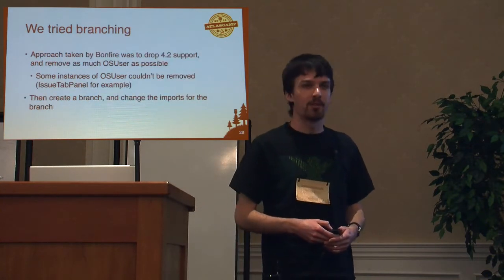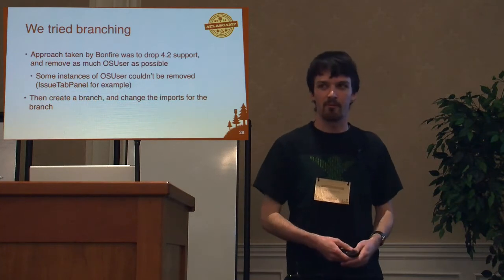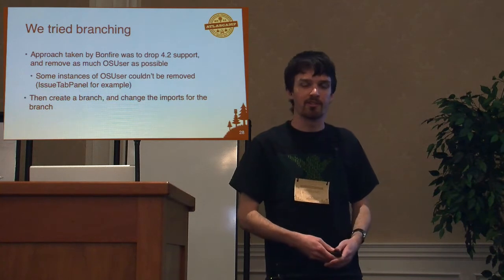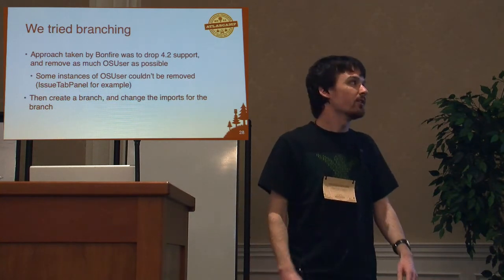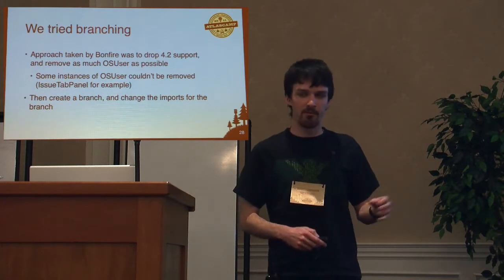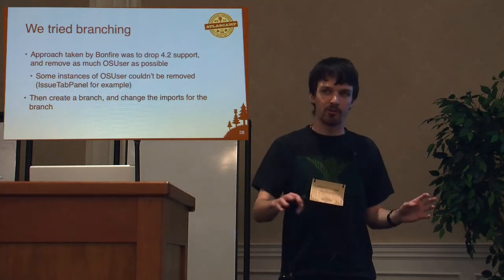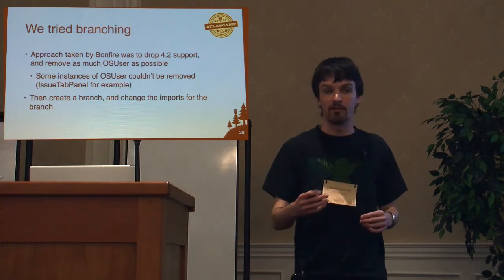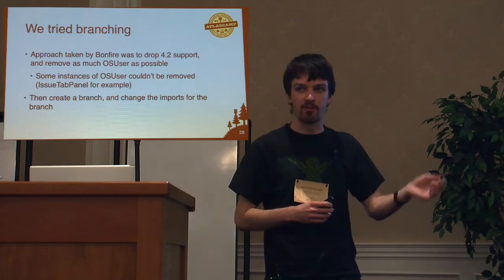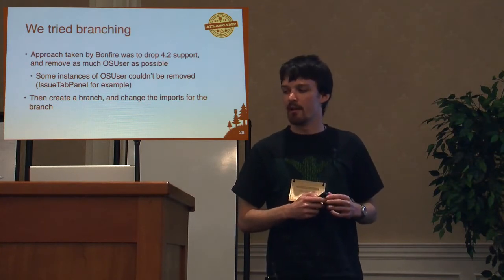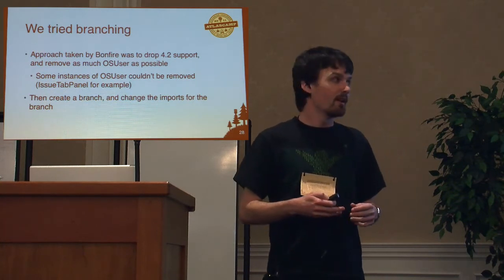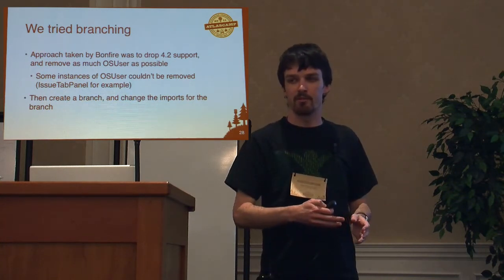So how did Bonfire deal with this? At first, we looked at this problem and decided it was a very, very large problem to try and solve just using reflection, and we'd have to use reams and reams of code. So we tried branching. So we dropped 4.2 support, removed as much OS user as possible by using the getLoggedInUser object or the other nice methods which returned you an embedded Crowd user. But as I said, there's some instances that we just couldn't remove. And at that point, we then created a branch to be able to support JIRA 5.0.